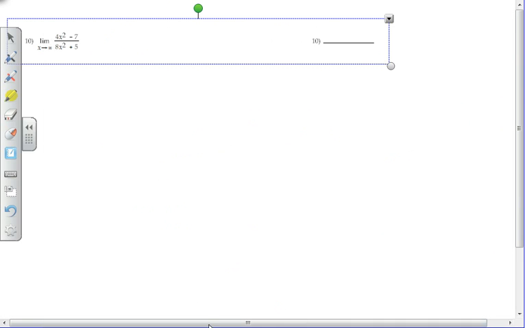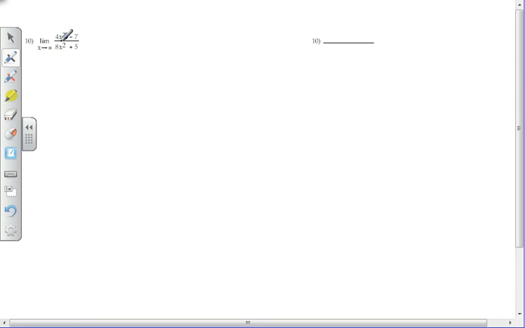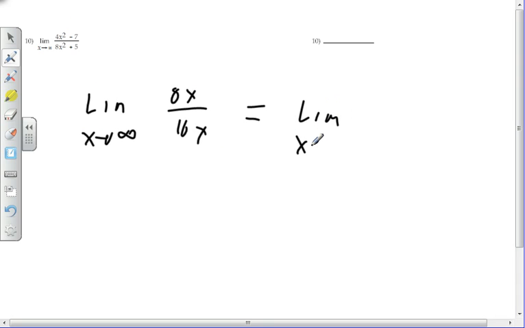Okay, this is the same type of problem over again. We're going to infinity, so we have infinity on top and bottom. If I were to use L'Hopital's rule on this, I would say this is 8x over 16x, which is equal to the limit as x goes to infinity of 8 over 16, which is going to be 1/2. So that's how I'd use L'Hopital's rule to do it.